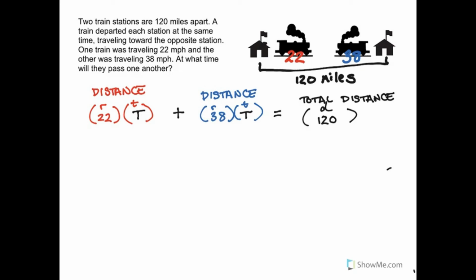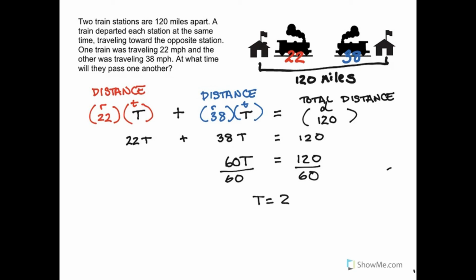Well, let's simplify that equation. 22t plus 38t equals 120. 22t and 38t are like terms, and 22 plus 38 is 60, so 60t equals 120. Divide by 60, t equals 2. t is a time in hours, so t is 2 hours, and after 2 hours, the trains will have passed one another. We solved it.